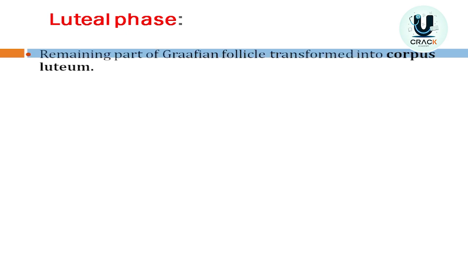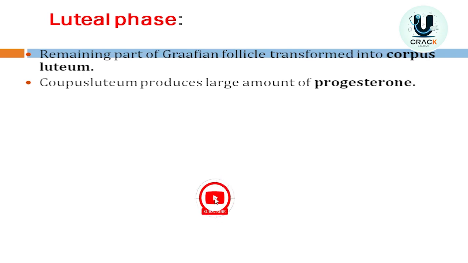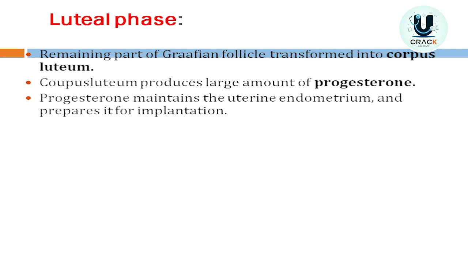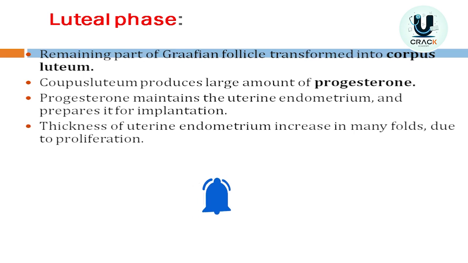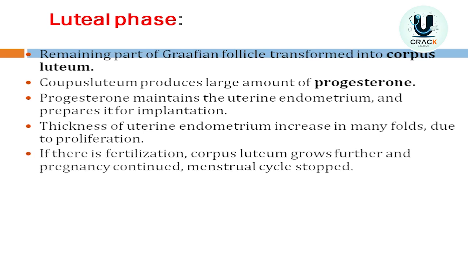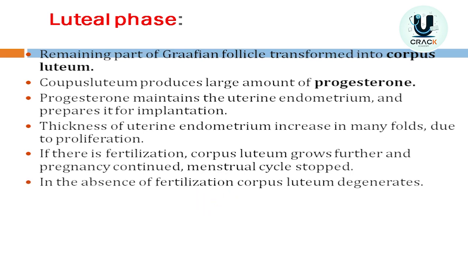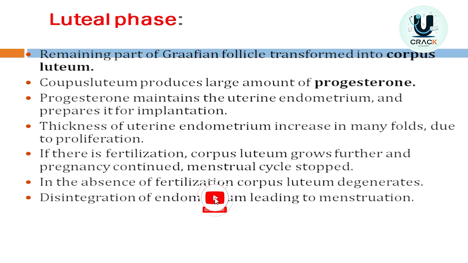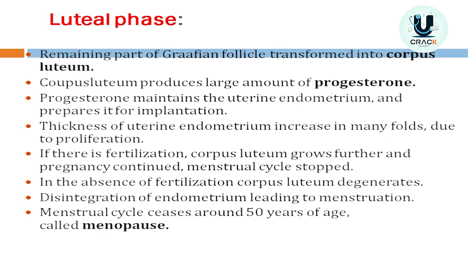Luteal phase. The remaining part of the Graafian follicle transforms into the corpus luteum. The corpus luteum produces a large amount of progesterone, which maintains the uterus and endometrium and prepares it for implantation. The thickness of the endometrium increases many-fold during proliferation. If there is fertilization, the corpus luteum grows further and pregnancy continues, and the menstrual cycle stops. In the absence of fertilization, the corpus luteum degenerates. This disintegration of the endometrium leads to menstruation. The menstrual cycle ceases around 50 years of age, called menopause.